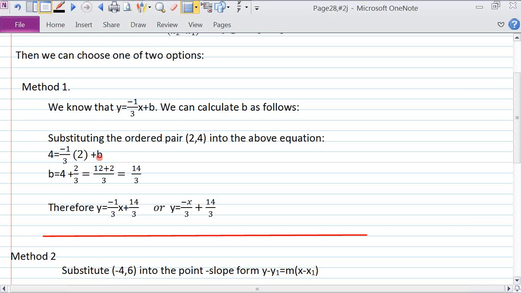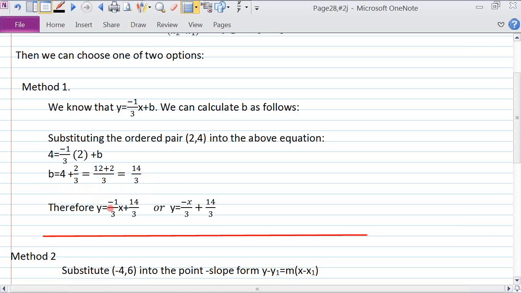And then we say that b equals 4 plus 2/3, because this times this will give us minus 2/3, and if I transpose it to this side, I get plus 2/3. Now if I choose a common denominator, 4 is 12 over 3, because 12 divided by 3 gives me 4. And then I add these 2/3. 12 plus 2 is 14 over 3.